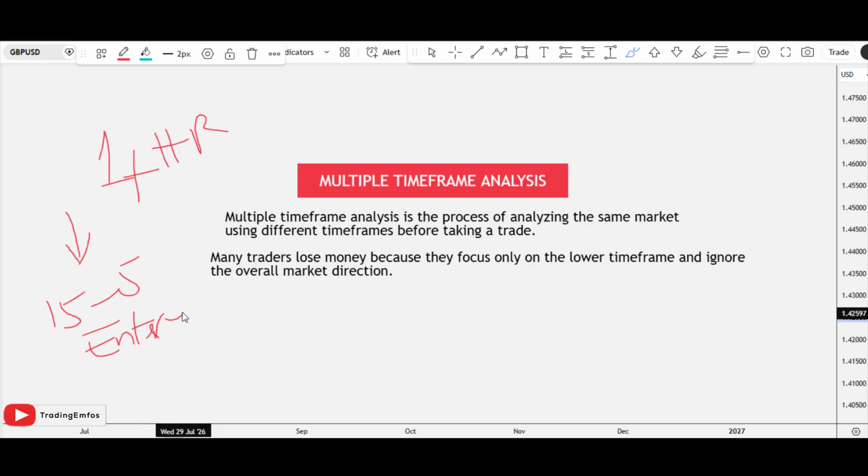You get direction on the 4-hour or on the daily, then you come down to the 15 minutes or the 5 minutes and take your entry. That is all about multiple time frame analysis or top-down analysis.